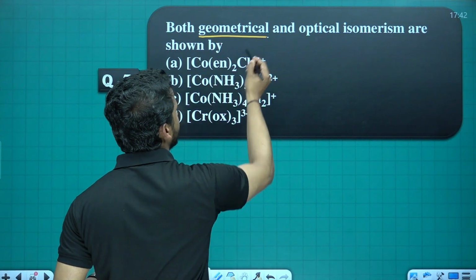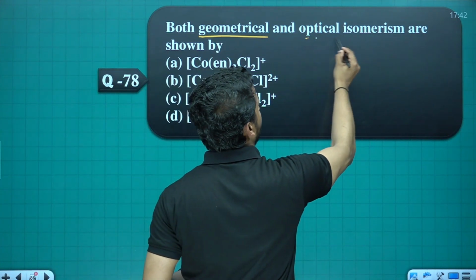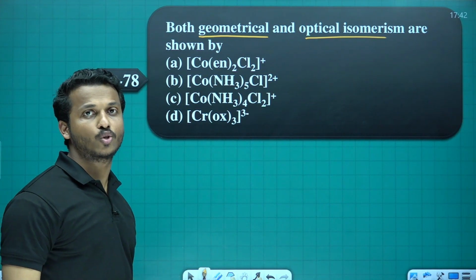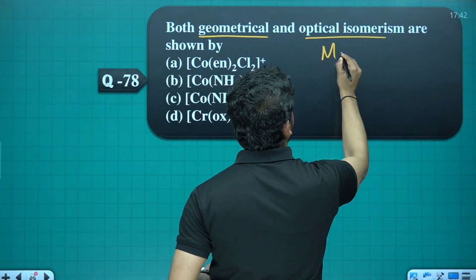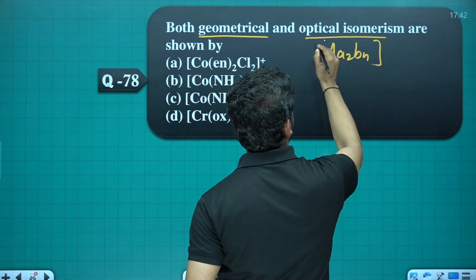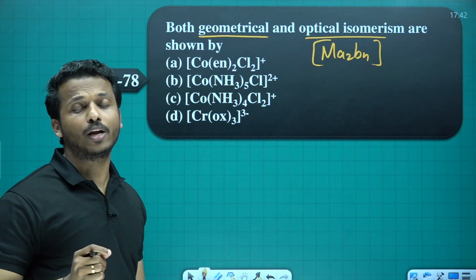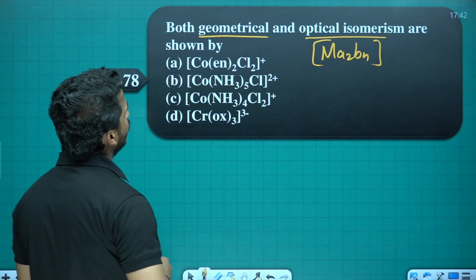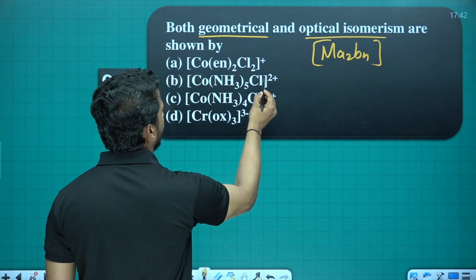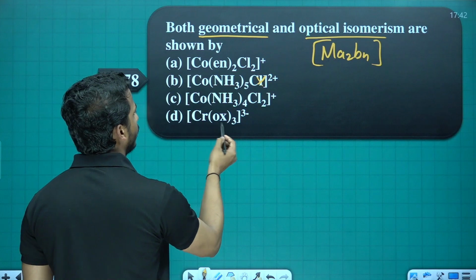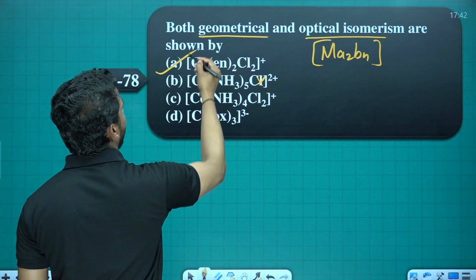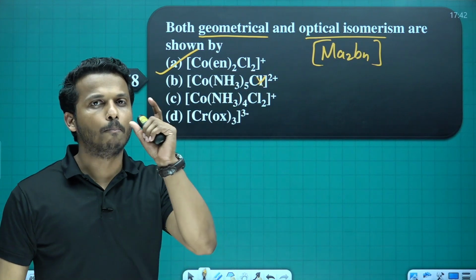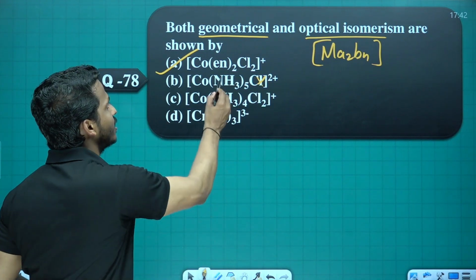Now both geometrical, meaning cis-trans, and optical isomerism are shown by which type? Remember, Ma2B4 type can show both geometrical and optical isomerism, especially the cis isomer. Okay, which type is this one? This is Ma5B, no, Ma4B2. So I think option A is correct. And remember, in order to show optical isomerism, a bidentate ligand should also be there. Therefore, I selected this one.